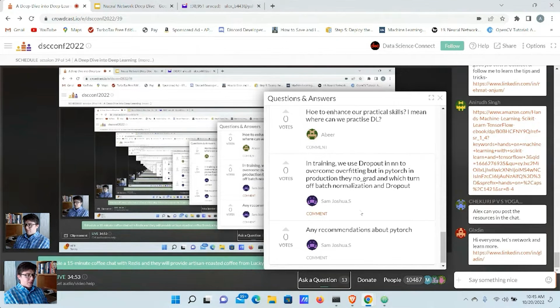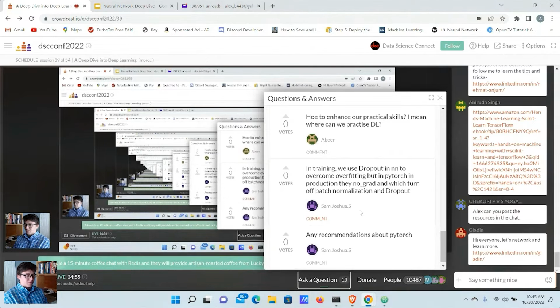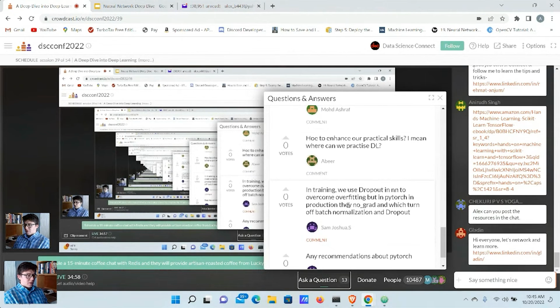But yes, I love PyTorch. I would definitely recommend looking into it once you've mastered Keras. In training, we use dropout and NN to overcome overfitting, but in PyTorch in production, they use no_grad, which in turn turns off batch normalization and dropout.